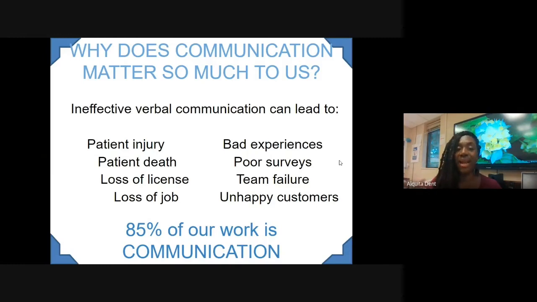Team failure, right? Because communication is important between healthcare worker and the patient, but also between team members. And if you talk to a team member like that, you're gonna have some animosity and negative vibes. Unhappy customers equals no money. No money equals a closed healthcare facility. And it works just like that. It's still a business, remember that. 85% of our work is communication. I probably would say 95 or 100, but that might be stretching it. Some people may not agree.